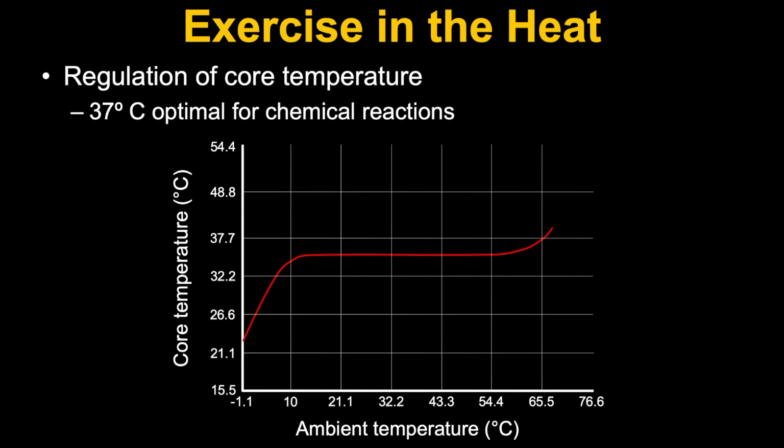This slide shows us how great the human body is at regulating core body temperature. The human body has evolved to operate optimally at or near our regulated body temperature of 37 degrees Celsius.